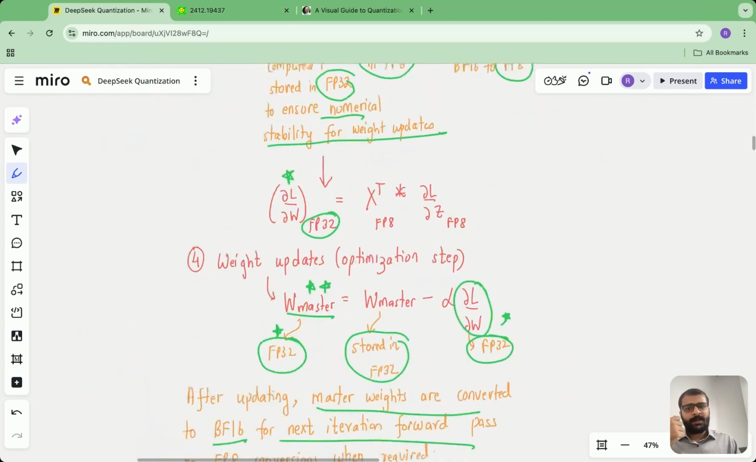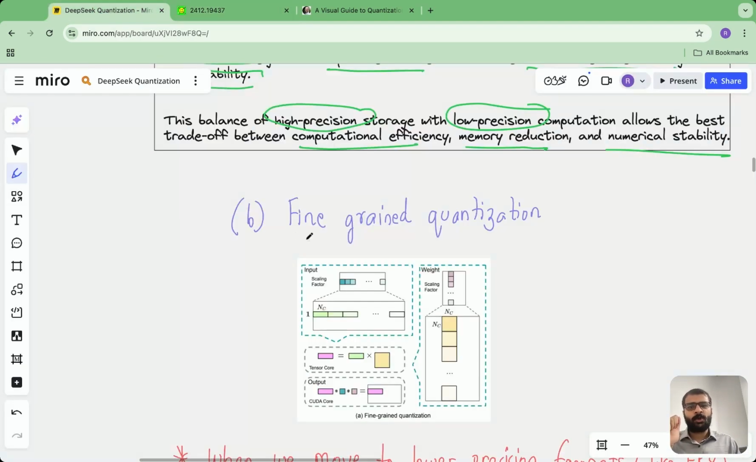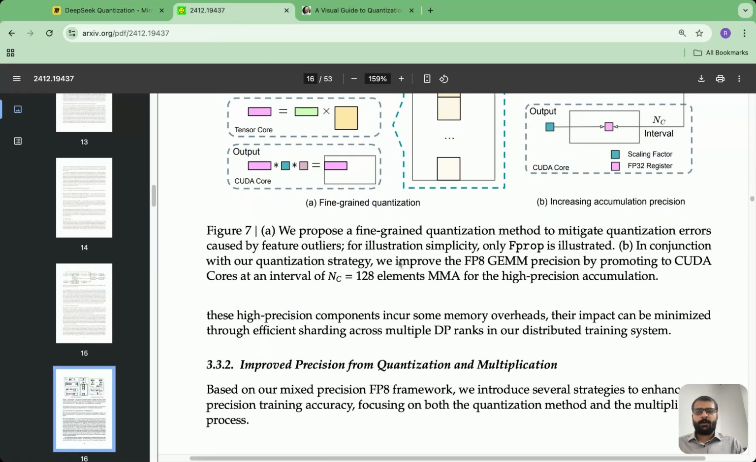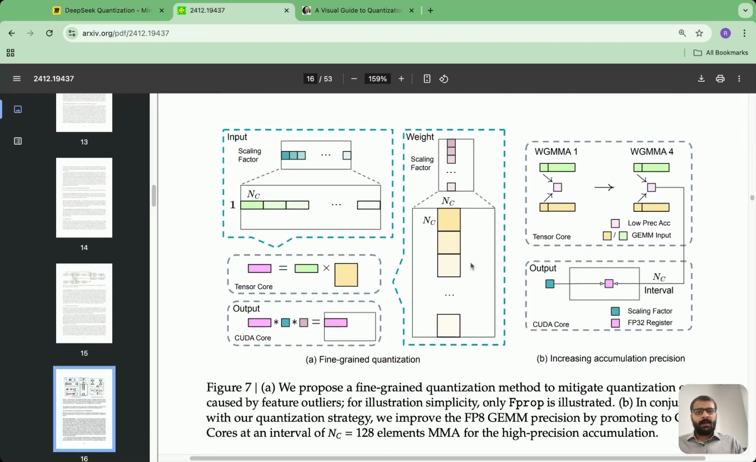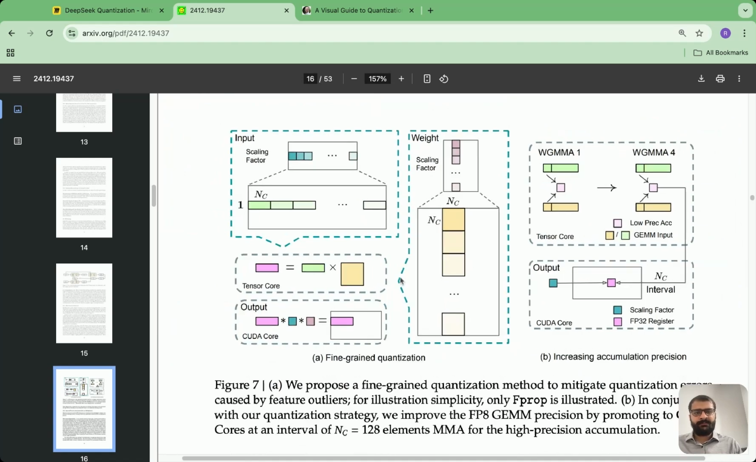Along with this, the second quantization technique, which is also shown in their second figure, is called fine-grained quantization. So let's come to understanding this right now. If you look at the fine-grained quantization section in DeepSeek, you'll see figure 7, figure 7a and figure 7b. Just looking at these figures, it's really difficult to understand what's going on. There are so many colors here. There is something called tensor core, CUDA cores, GEMM, WGMMA, scaling factors. So many things are going on.